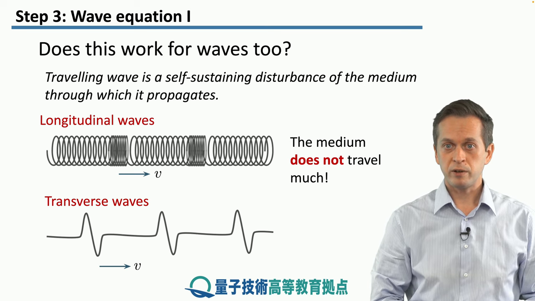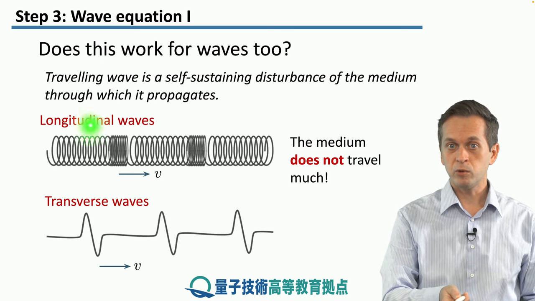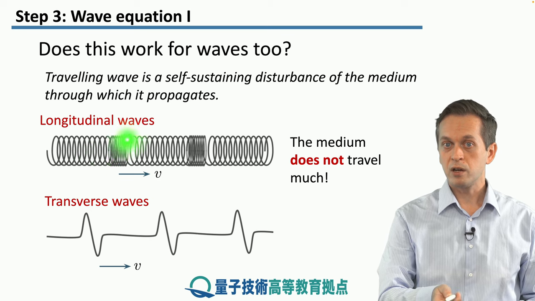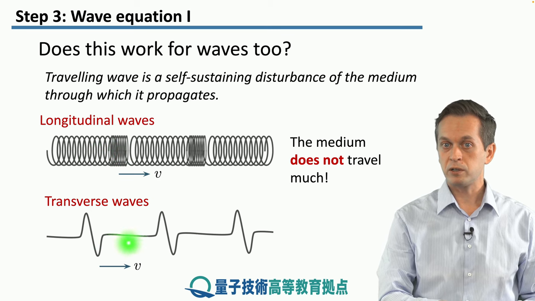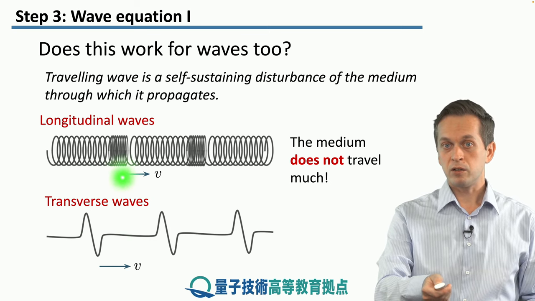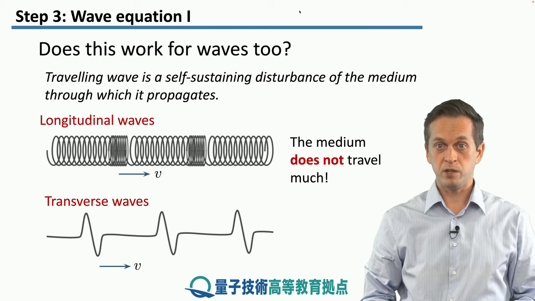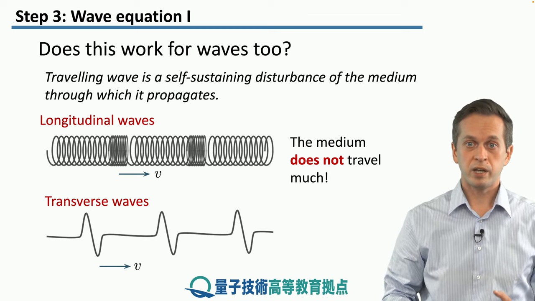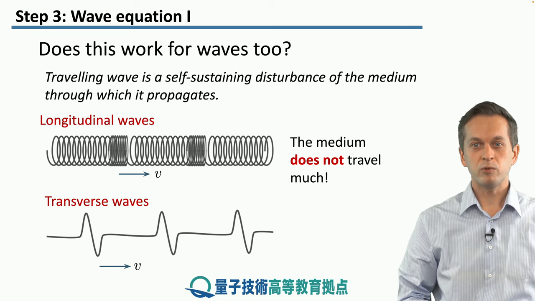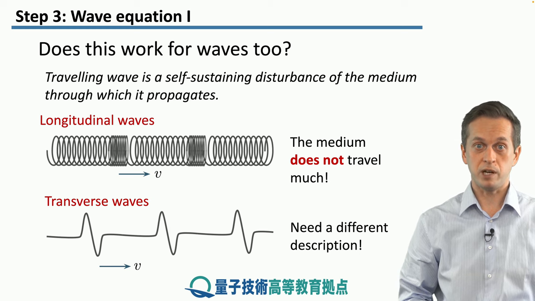But if you think about it carefully, the medium does not travel much. If you zoom in on the longitudinal wave, the individual particles on the slinky move to the left and to the right, but it's really just a small oscillatory motion. Or for the string or rope, the motion is vertical, but again, they just move up and down as the wave itself propagates through the medium. So this idea of applying Newtonian mechanics is not really well suited for describing waves. We need a new way of thinking about waves and how they propagate through time.